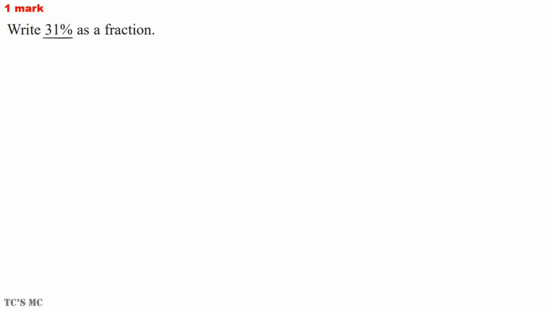Write 31% as a fraction. 31% means it's 31 out of 100. So as a fraction, we have 31 over 100. And for 1 mark, that is all we need to write.